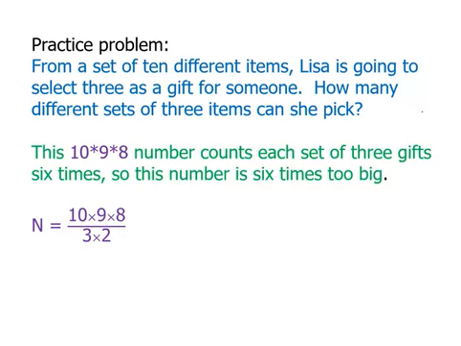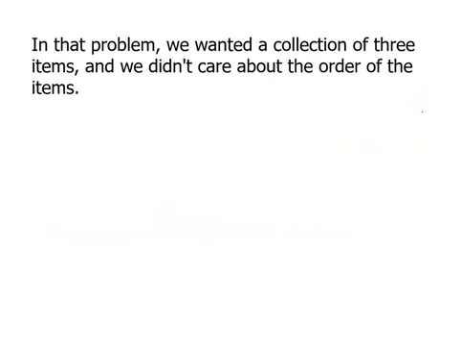3 times 2 is 6. Then we can divide out the 3, cancel the 3 with the 9, cancel the 2 with the 8 to get 4, and then go 3 times 4, which is 12, times 10 is 120. And that's the number of different sets that she could pick.